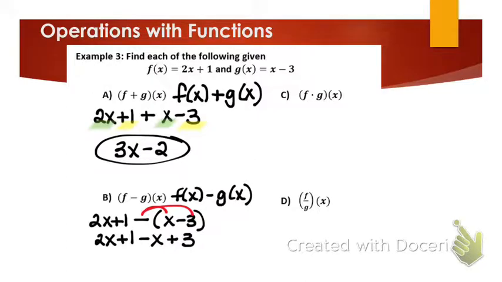So after you distribute, that changes to negative x plus 3. Go ahead and combine your like terms. So 2x minus x is x. And 1 plus 3 is 4.